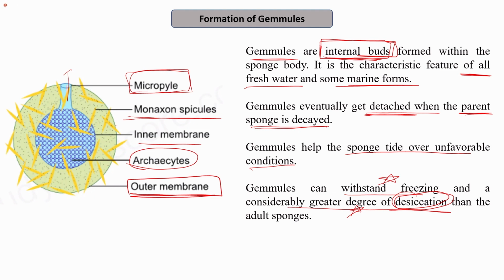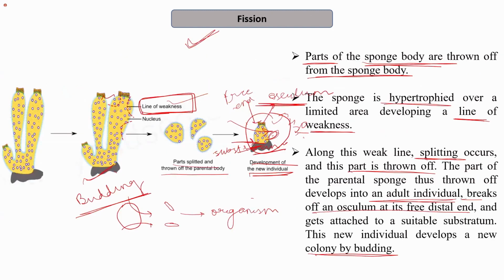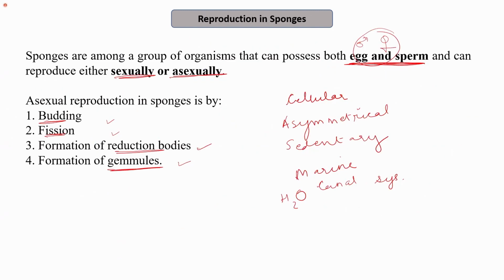So we see different modes of asexual reproduction in sponges. What are the different modes? Budding and fission, which take place during the favorable condition, where a protrusion happens, which grows in size, leading to the formation of a new organism. In fission, there is a formation of a line of weakness, leading to the splitting of the structures. These structures develop into a new complete sponge that is attached to the substratum. And then by the process of budding, it may lead to the formation of colonies.